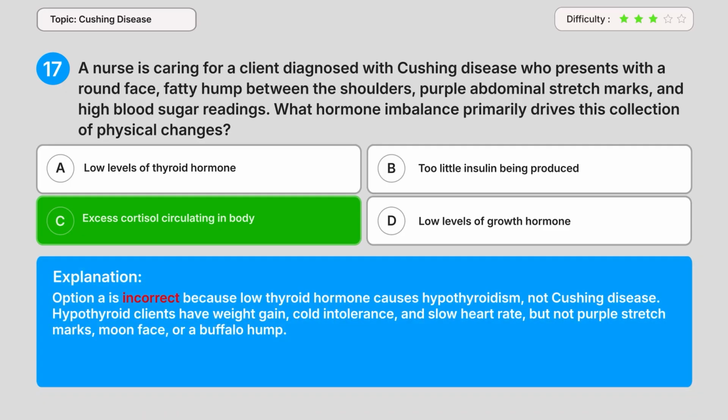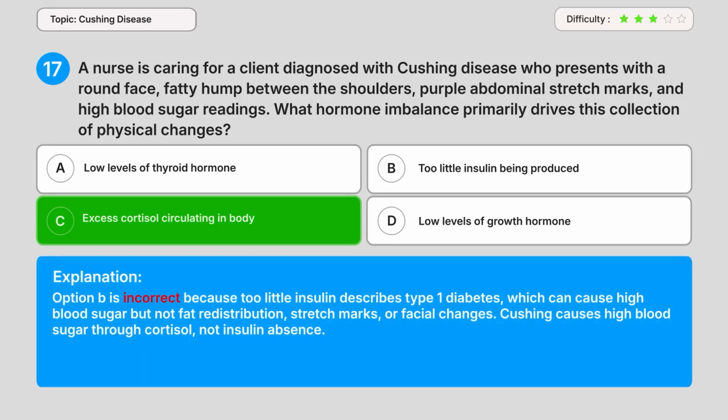Option A is incorrect because low thyroid hormone causes hypothyroidism, not Cushing disease. Hypothyroid clients have weight gain, cold intolerance, and slow heart rate, but not purple stretch marks, moon face, or a buffalo hump.